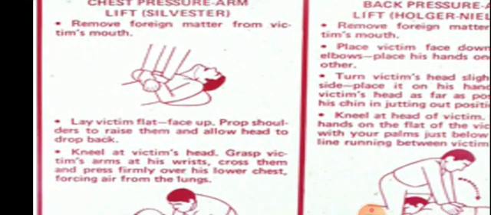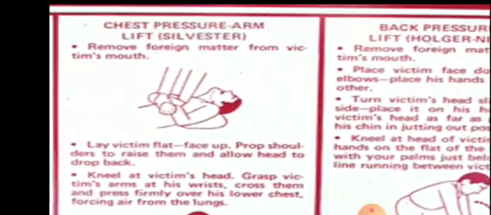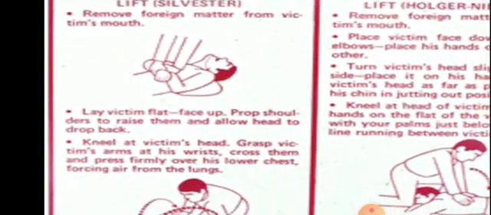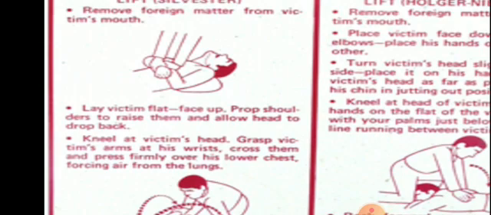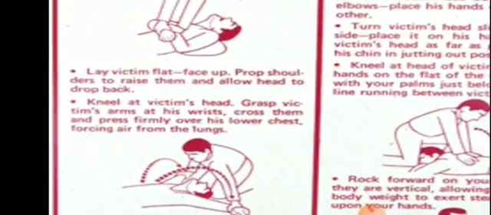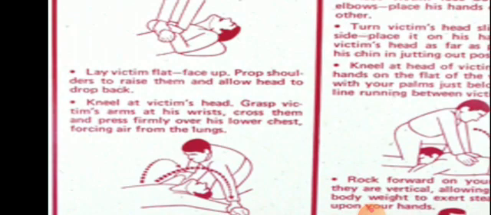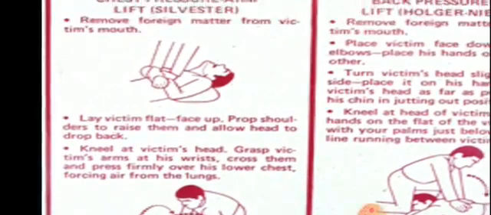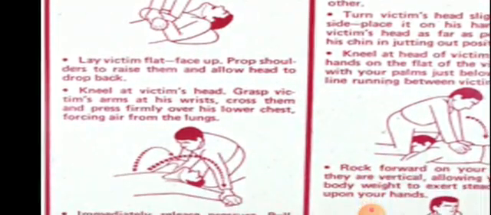Now, I think we'll go one by one. The Sylvester method, or the chest pressure arm lift method: the first thing to be done is, if there is any foreign matter in the mouth, please remove it. Now make the victim lie flat, face up, and prop the shoulders to raise them and allow the head to drop back. Can you see? Now kneel at the victim's head. I'm talking about what the operator is going to do now.